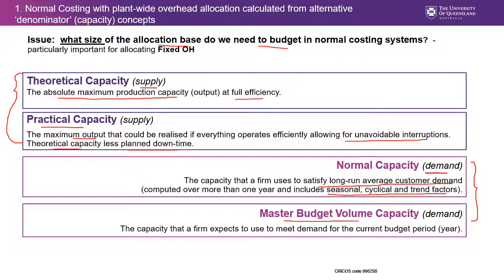You might choose to use master budget volume capacity. It's different from normal capacity. It's still demand side, how much the firm expects to use to meet demand for the current budget period. So it's not a long run average, it's just for this period, what we expect the demand will be in this period. So all of these different capacities, supply side and demand side, can equal or not equal actual capacity. And that's when we get problems with overall allocation of overhead.